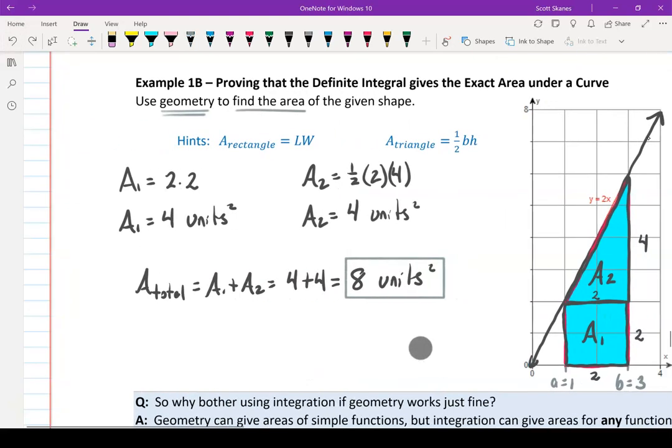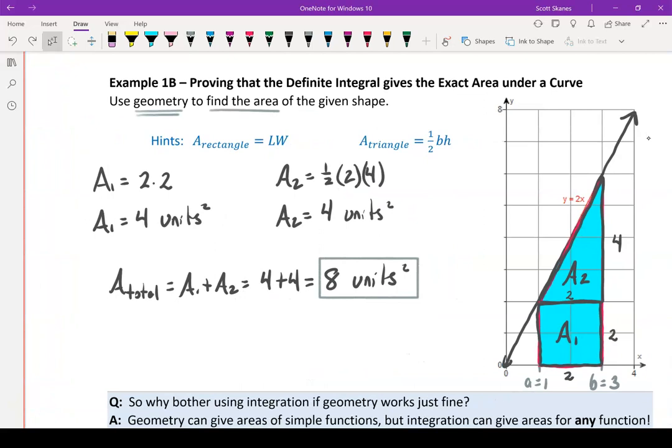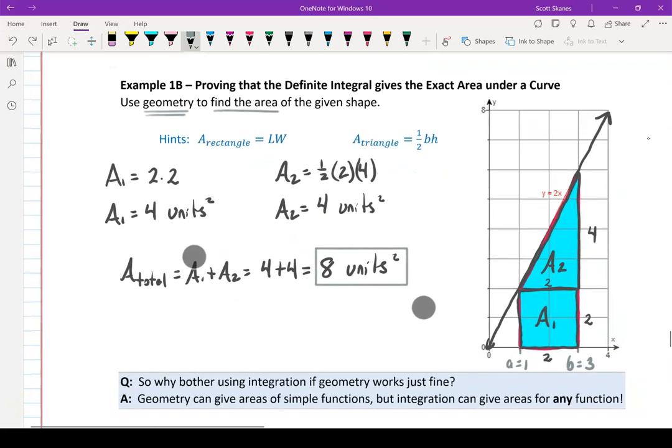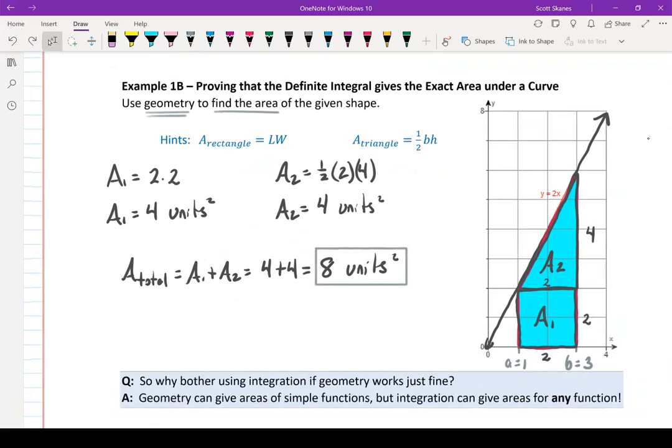My point is, look, we got 8 units squared. That's the exact same answer we got in the previous question. It's the same function with the same boundaries, and it gave us an area of 8. So the calculus does work. But in fact, the calculus is more accurate than doing it with shapes. So I've put a little note down here.